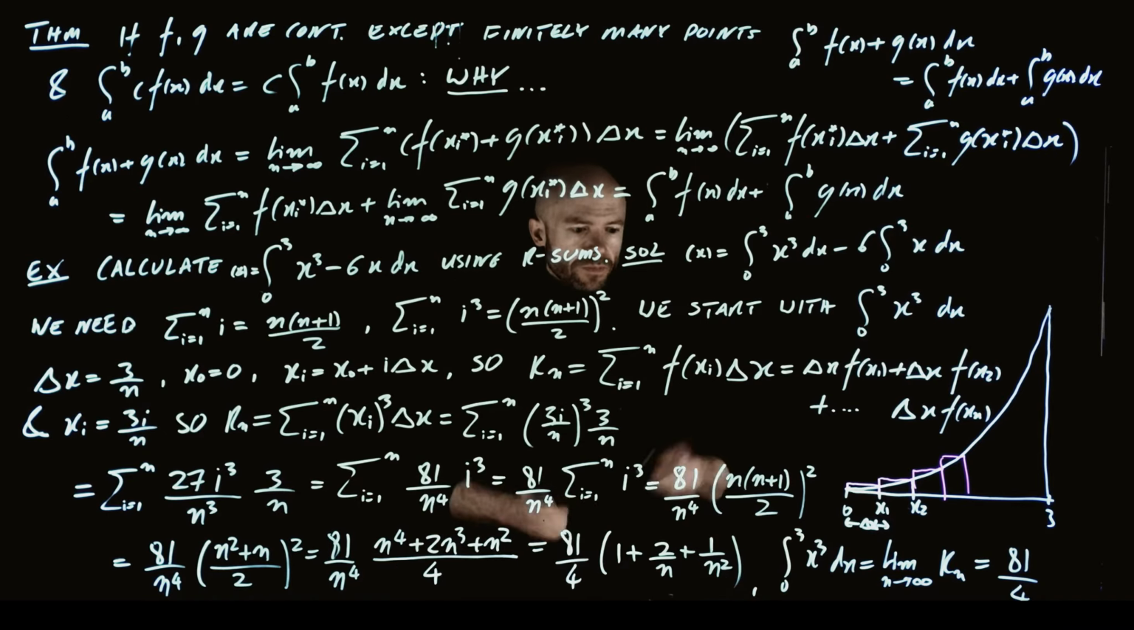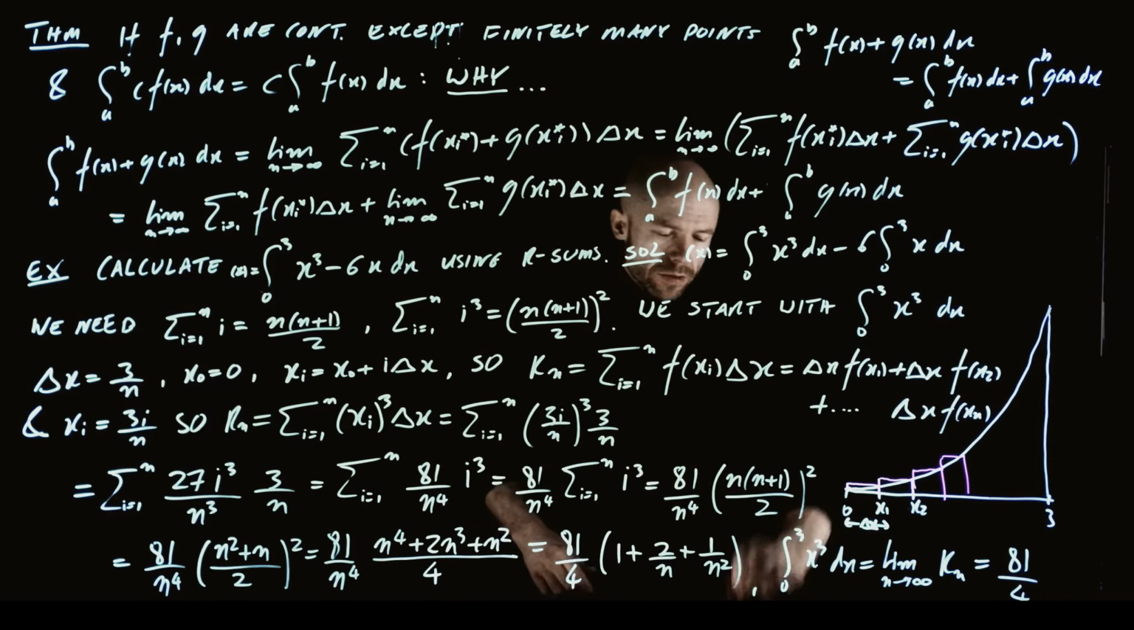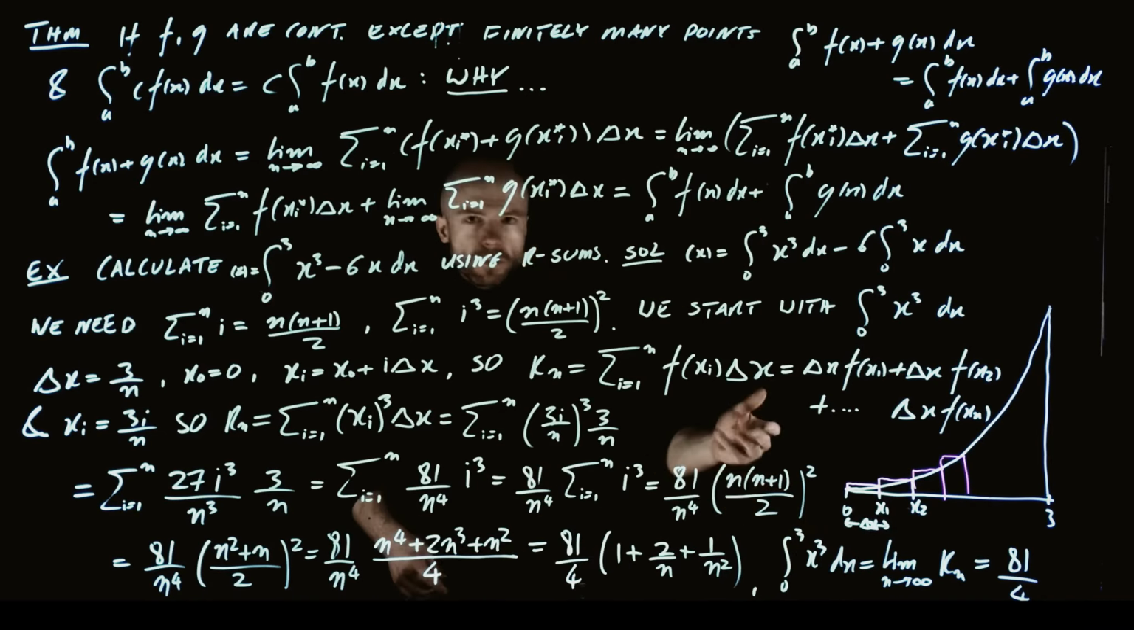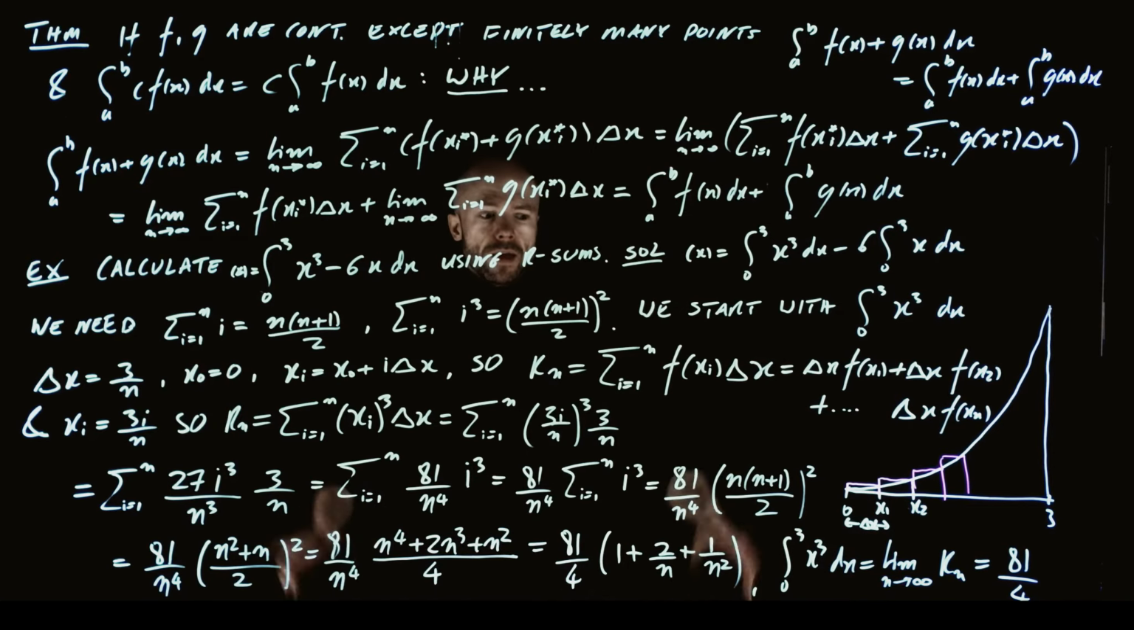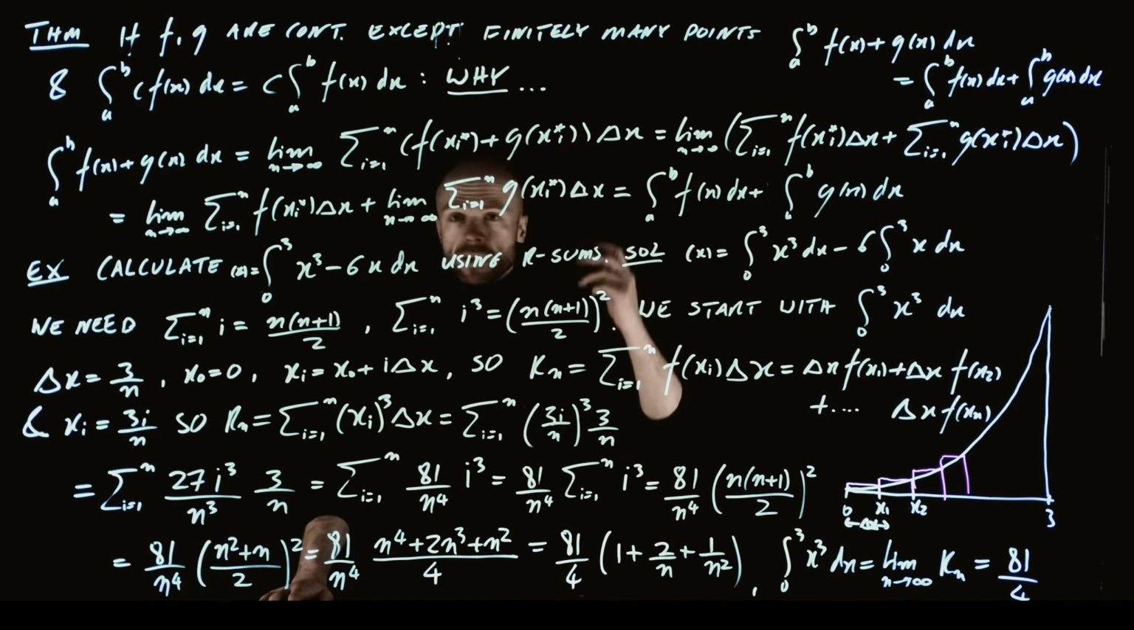Cool. Now, many of you have done calculus already, and you think, okay, well, I can work that out anyway. I can just find the antiderivative x to the 4 over 4 and then plug in the endpoints. 3 to the power 4 is 81, so it's going to be 81 over 4. So you can do this in 1 second, right?